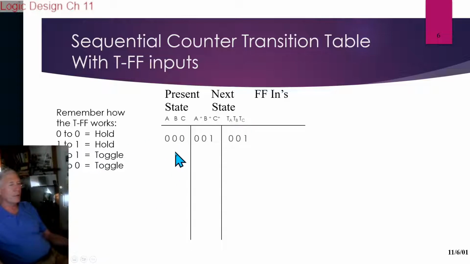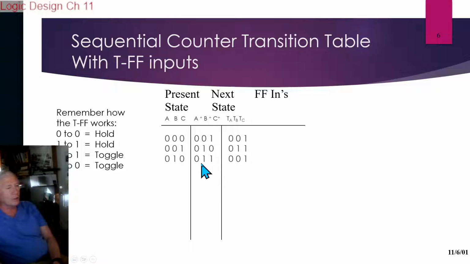So in this case, A is 0, we're going to 0, so we want to hold. Here we're 0, we're going to 0, so we want to hold. Here we're 0, we're going to 1, so we want to toggle. Here, we're at 0, we want to go to 0, so we hold. Here we're at 0, we're going to go to 1, so we want to toggle. Here we're at 1, and we want to go to 0, so we also have to toggle, because we're changing from 1 to 0. So our T inputs here would be 0, 0, 1 for TA, TB, and TC. And here, they would be 0, 1, 1. And we'd keep going down, where here we have 0, 1, 0, and we're going to 0, 1, 1.